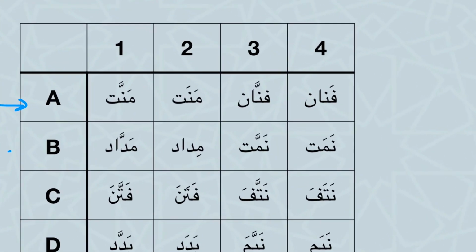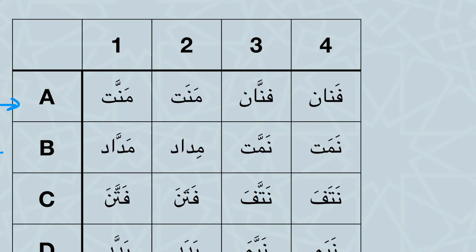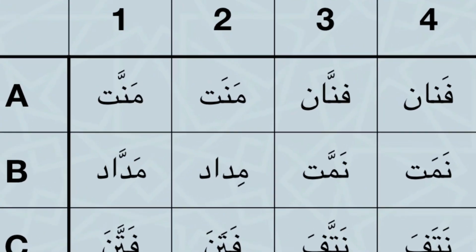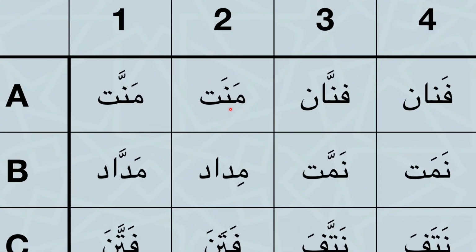So here, I'm going to switch to laser. Here, the meme has a fatha, the noon has a fatha, and ta has sukun. So it's manat, manat, manat. But here the noon has a shadda on fatha, so it's mannat, mannat, mannat.